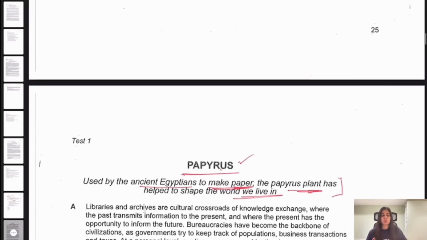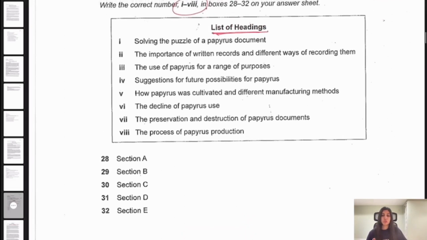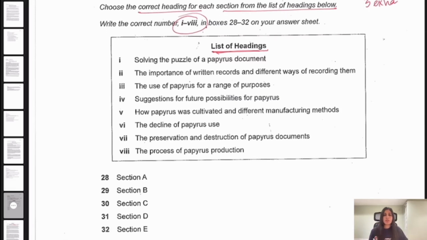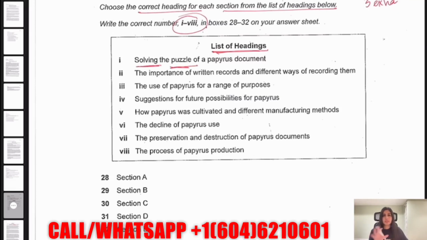Now moving on to step 3, which is to go through all the list of headings and simultaneously predict what could be the content of each heading, so that we are alert when we read the passages and can match. First and foremost, it says: solving the puzzle of a papyrus document. Some puzzle which is to be solved. So there's some problem, or some puzzle related to a document.